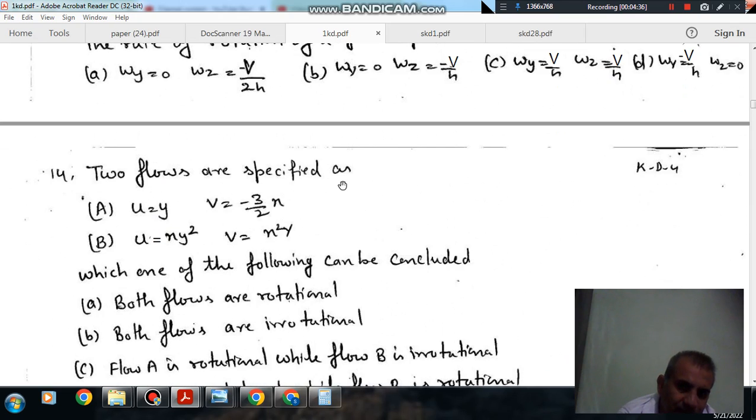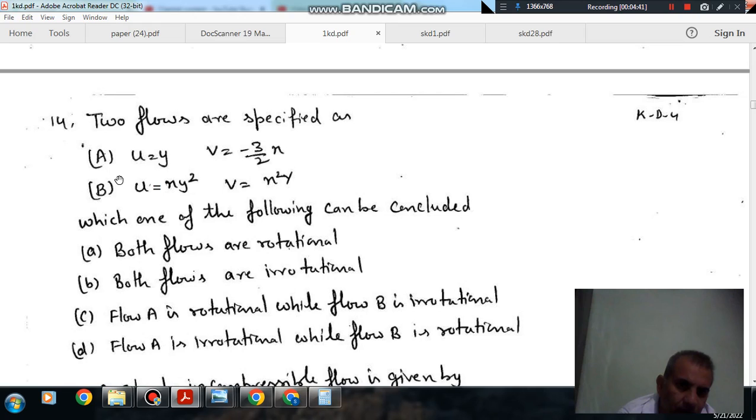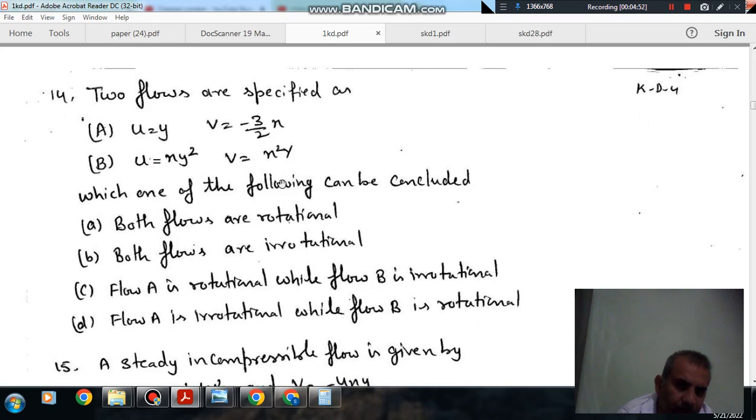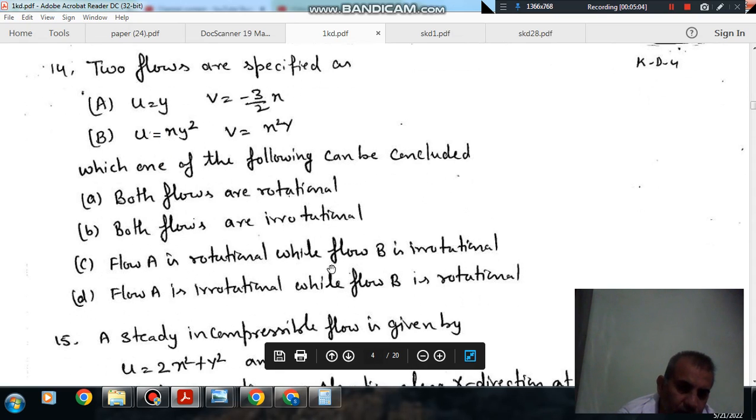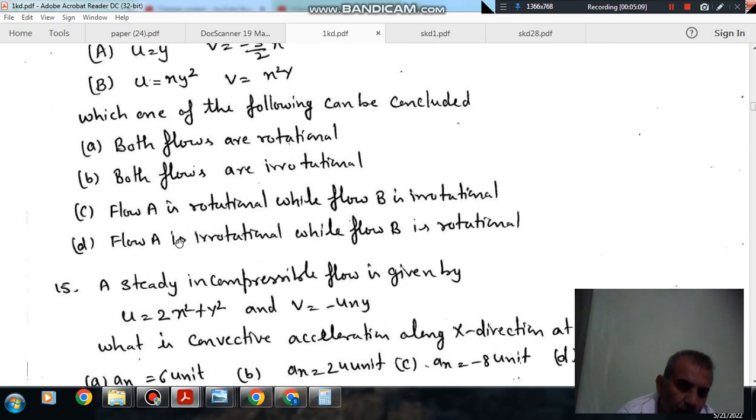Next, the two flows are specified as: A, u is equal to y, v is equal to minus 3 by 2 x; B, u is equal to xy square and v is equal to x square y. Which one of the following can be concluded? Option A, both flows are rotational. Option B, both flows are irrotational. Option C, flow A is rotational while flow B is irrotational. Option D, flow A is irrotational while flow B is rotational.